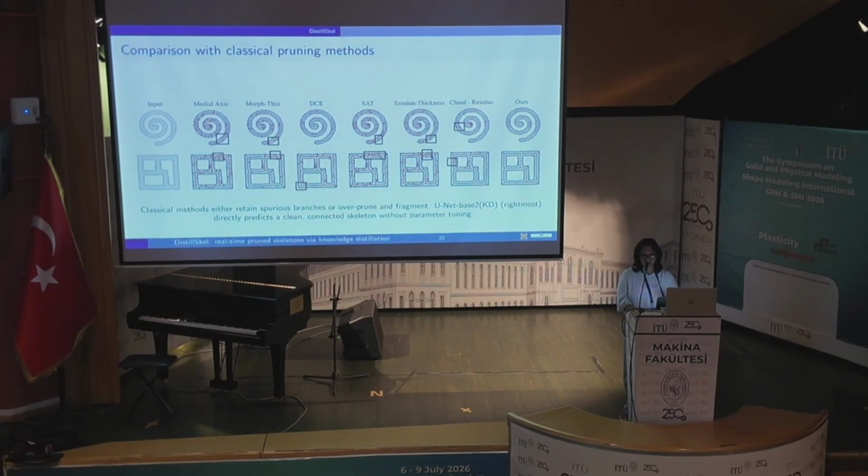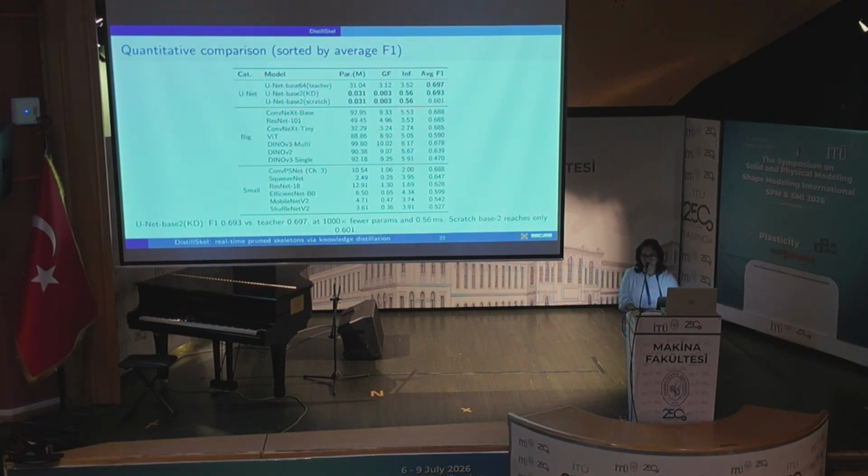As I already mentioned, geometric approaches call for a manual intervention. So this is quantitative comparison with all the learning-based approaches. So you can see the average F1 score for a base 64 teacher is 0.697, while that for a student is now 0.693, showing that we have effectively distilled the knowledge from the teacher to the student. And look at the inference time. The teacher takes 3.52 milliseconds, while the student only takes 0.56 milliseconds.